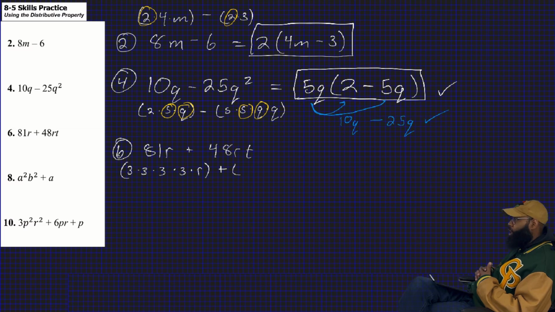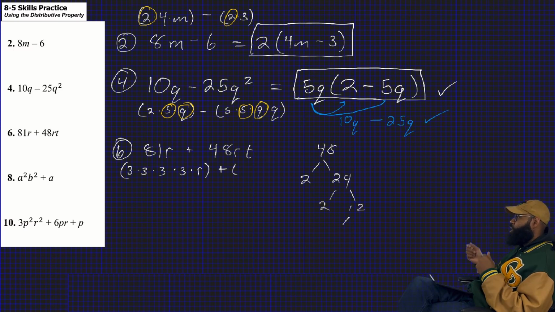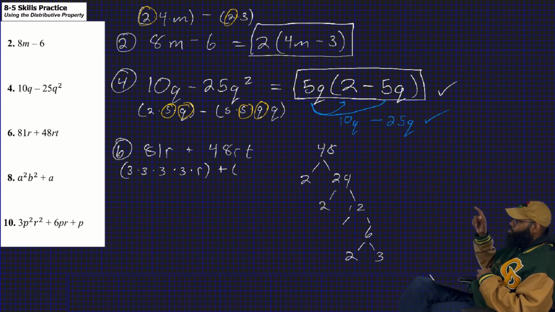Plus, now we got 48. 3 times 3 times 3. 3 times 3 is 9. 9 times 3 is 27. 27 don't go. You see that erase? I caught that one. So 48, and here's my factor tree. 2 times 24. 24 is 2 times 12. 12 is 2 times 6. 6 is 2 times 3. 2 times 2 times 2 times 3.